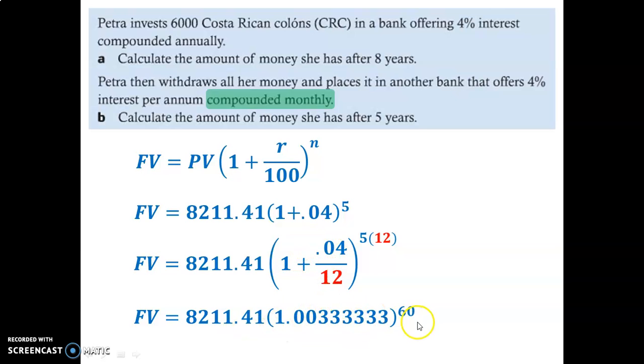And now let's see if you can get an answer from that. How much will she have after 5 years in this second account? Alright, calculate it and you get this amount here. So the key thing here again was this compounding monthly, and it included adding this extra bit here.